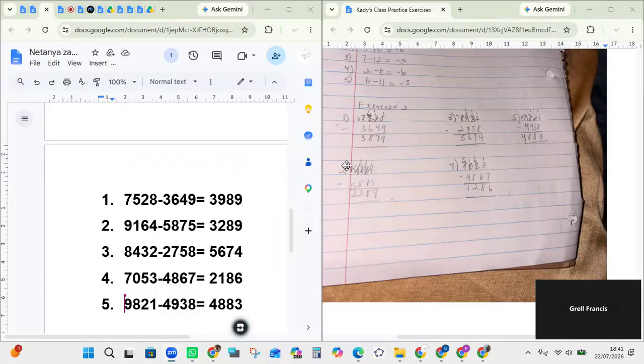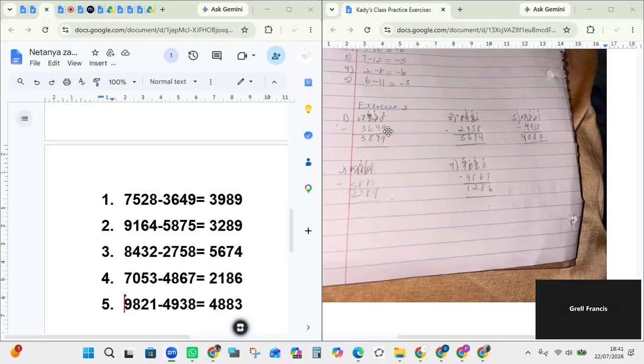So here we have 2 solutions. One, the answer was given directly. The working was done on another document. And here we have the working. The first one is 7,528 subtract 3,649. The answer is 3,989. Let's prove it.